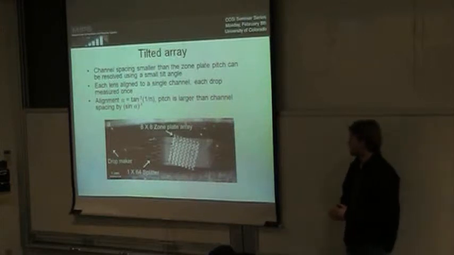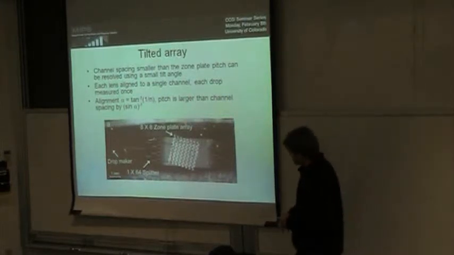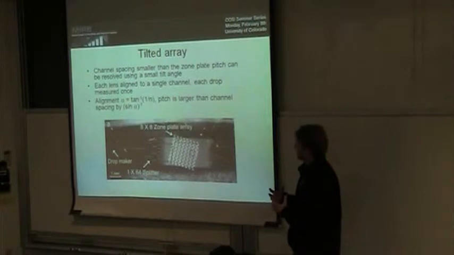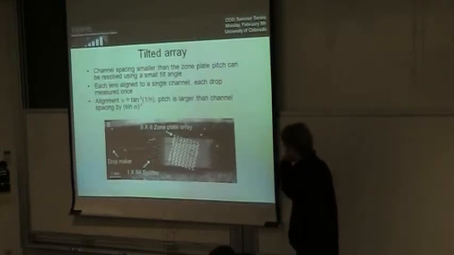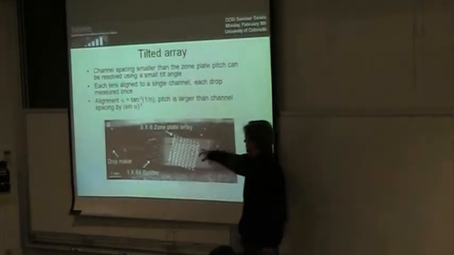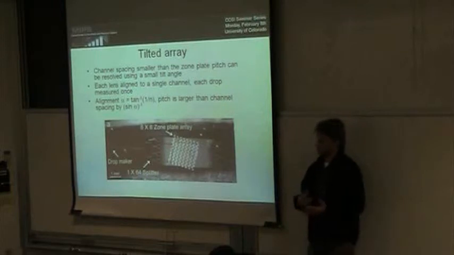So this is our improved geometry. In this case, we wanted to pack the microfluidic channels much tighter together. We didn't want to space them by 200 microns. We wanted to space them by only 30 microns, but we wanted to keep the lens diameter large because of the importance of the large radius and the large area of the zone plate.